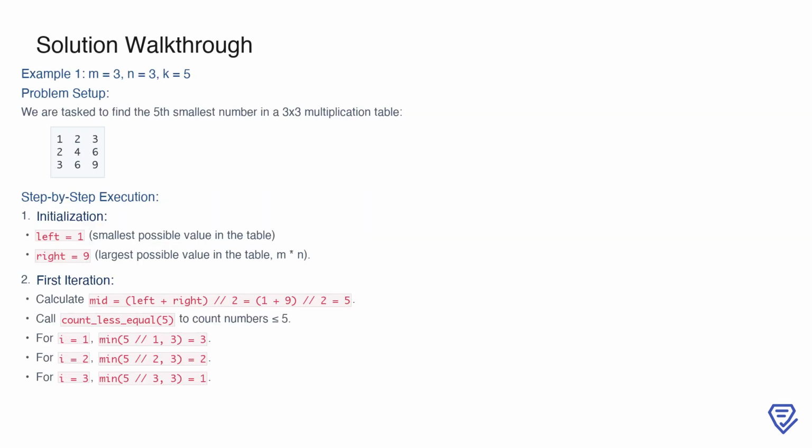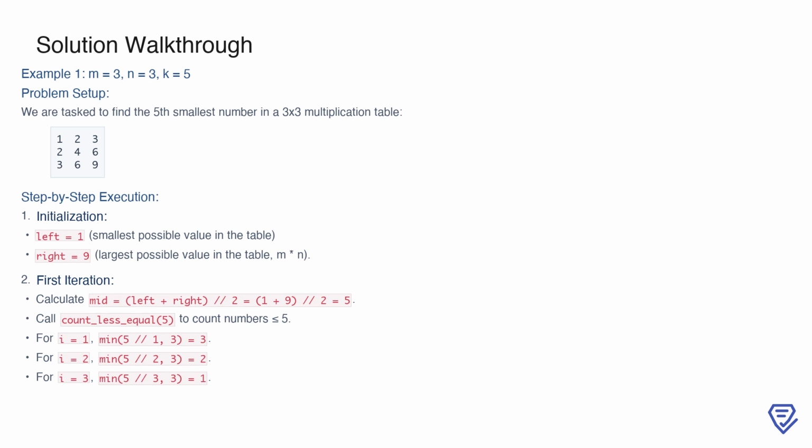In this example, we are tasked to find the fifth smallest number in a 3 by 3 multiplication table. First, we initialize our binary search range with left set to 1, which is the smallest value in the table, and right set to 9, the largest value, calculated as m * n. For the first iteration, we calculate the midpoint as mid equals (1 + 9) // 2 equals 5.